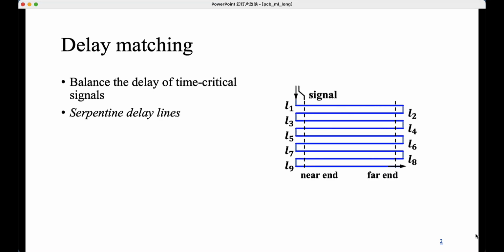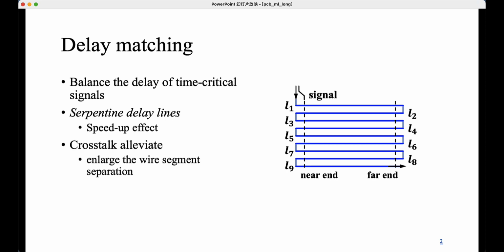However, in high-speed digital circuit applications, serpentine delay lines introduce, besides the desired delay, spurious dispersion that makes the signal arrive sooner than expected. This phenomenon, known as the speed-up effect, is mainly attributable to the synchronous accumulation of the crosstalk noise between adjacent wire segments. The state-of-the-art approach for crosstalk alleviation achieves waveform integrity by enlarging wire separation.